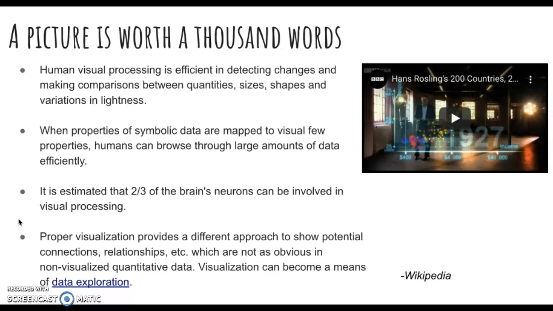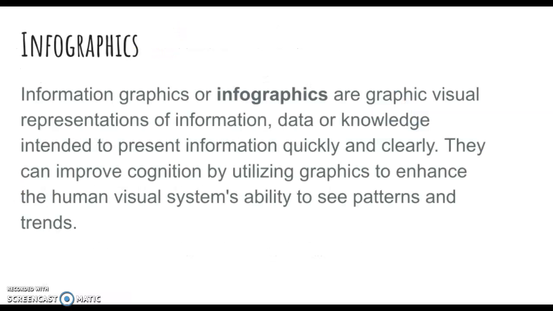So I take a lot of information and I narrow it down to a few pieces of information. I'm able to really make sense of a lot of data that way. Again, it is estimated that 2/3 of the brain's neurons are involved in visual processing, and proper visualization provides a different approach to potential connections, relationships, which are not as obvious in non-visualized quantitative data. Quantitative meaning having to do with numbers.